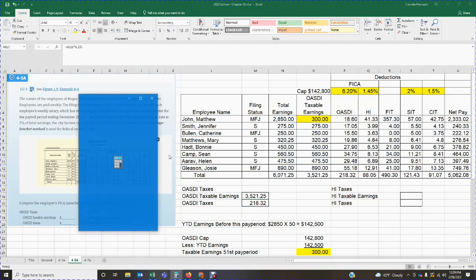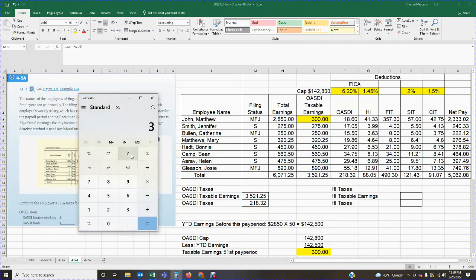Let's do that in the calculator. So it's your $35,21.25. That is my OASDI taxable earnings times 6.2%. That gives me $218.317. Okay, we're going to round that up to .32.